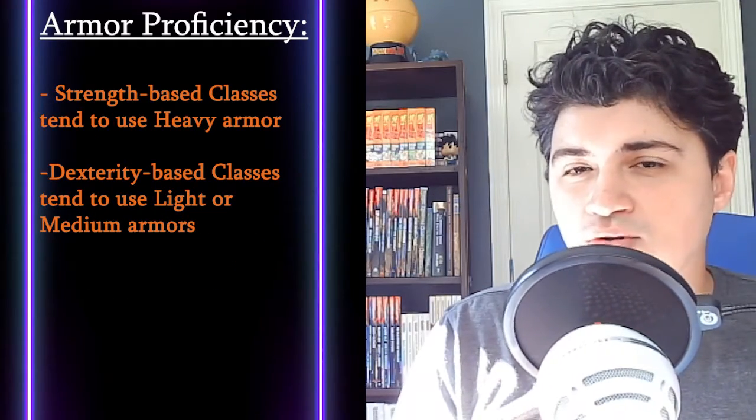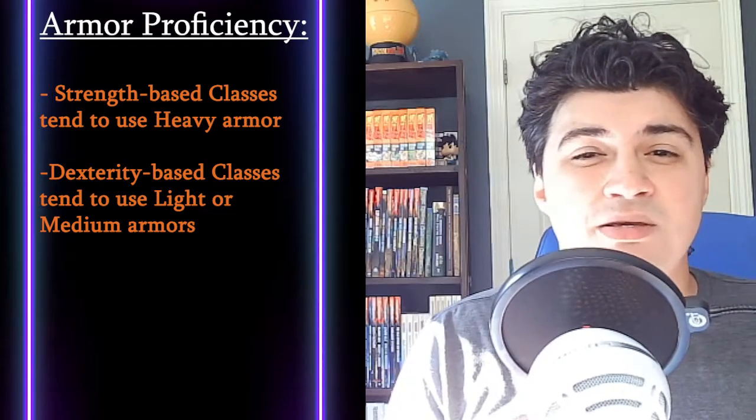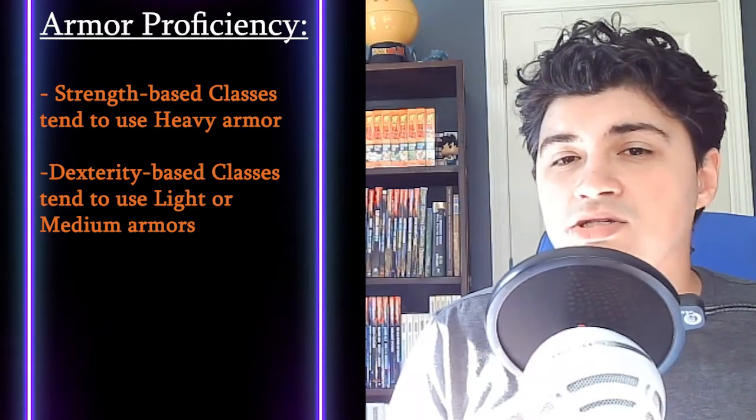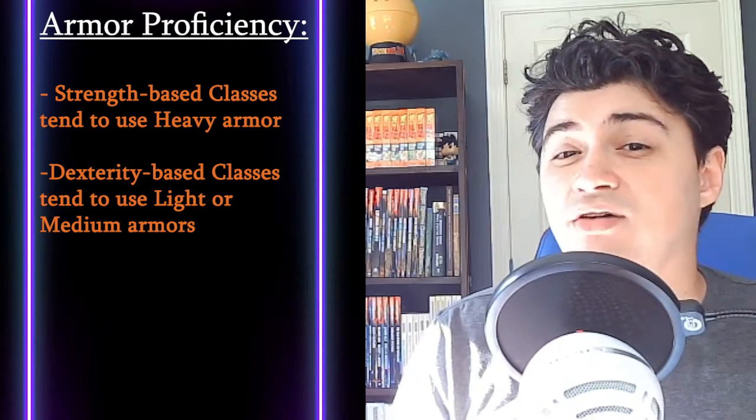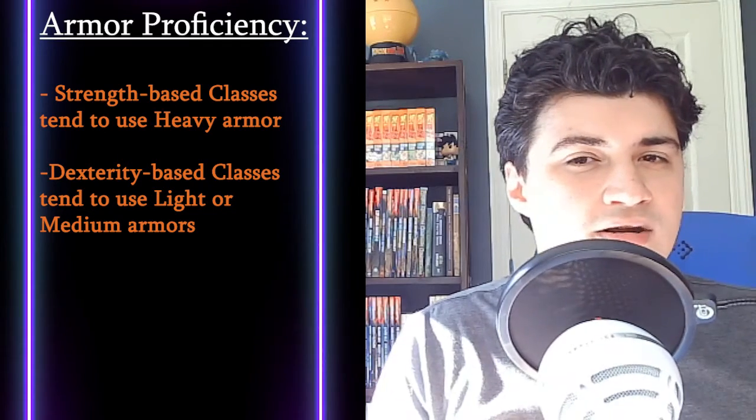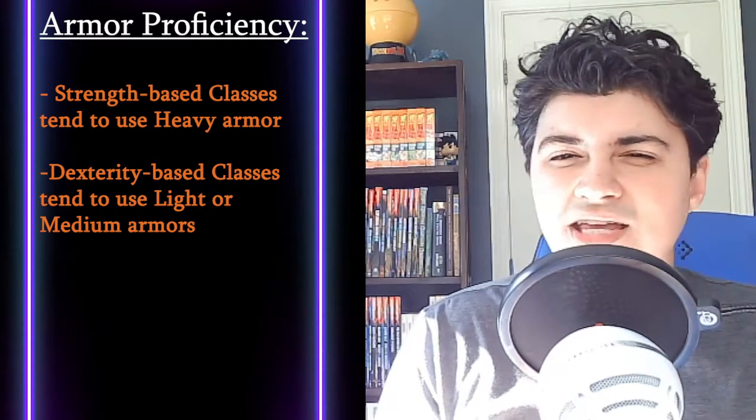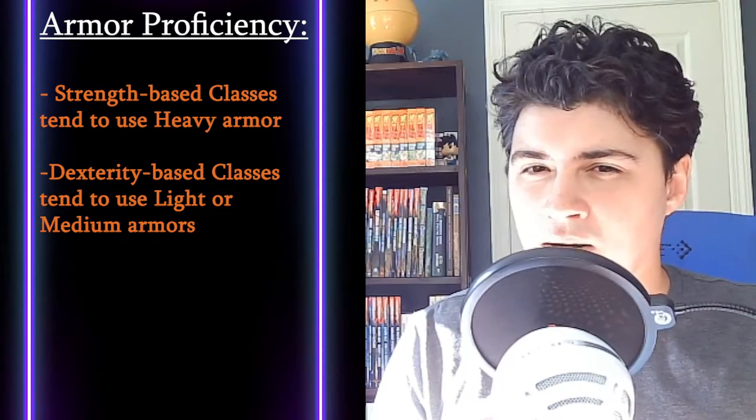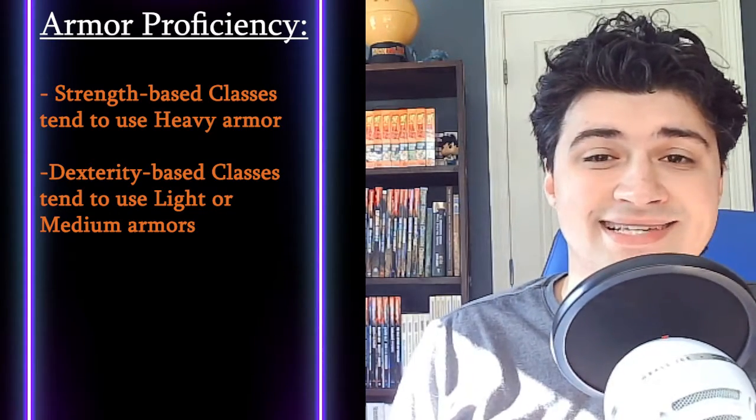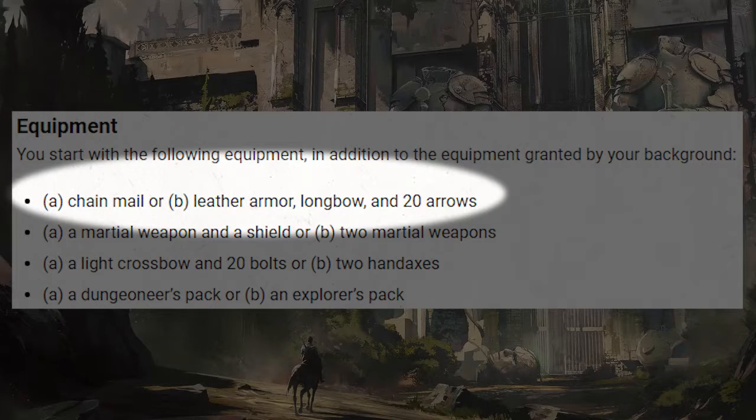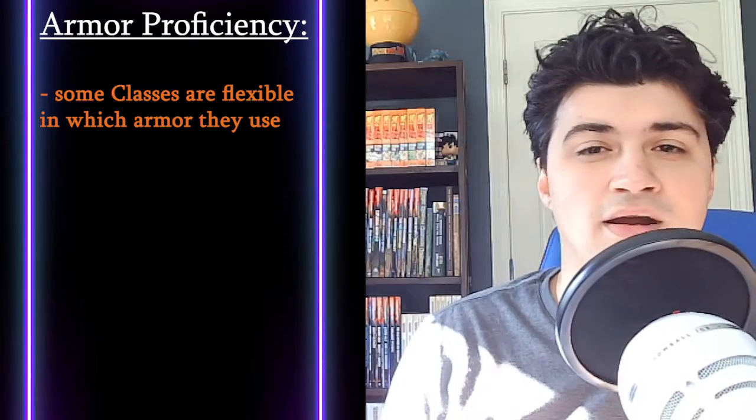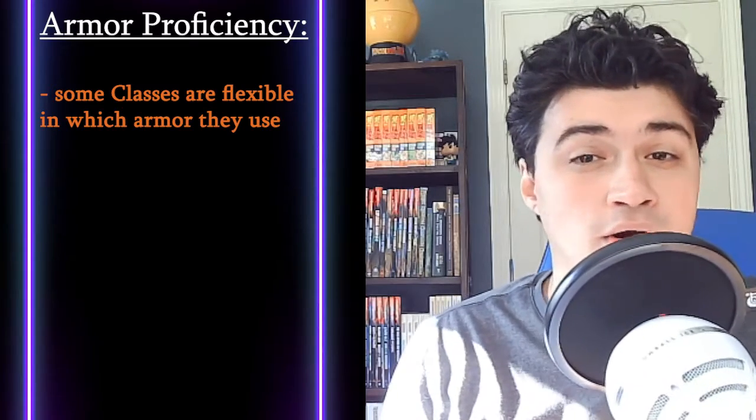You'll find that usually if your character's class tends to be more strength-based, their armor selection is going to lean more towards the heavy armor side. Whereas if your character is more dexterity-based, you'll lean more towards light or medium armor. And there are some character classes that tend to be a little more flexible. Going back to fighter, you'll notice that fighters have the option of either chainmail or light armor, but also with a longbow and 20 arrows. And that's because you can build a fighter either prioritizing strength or dexterity.